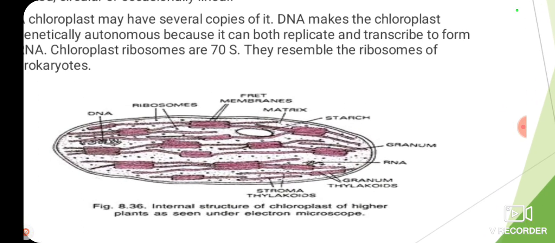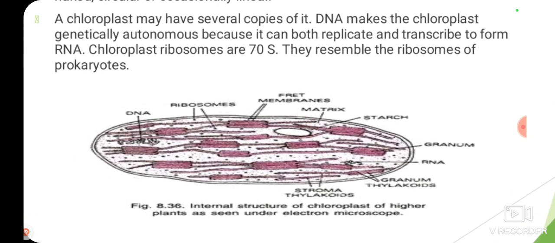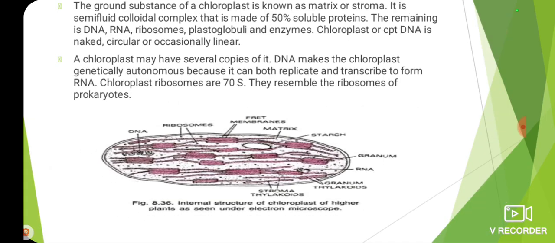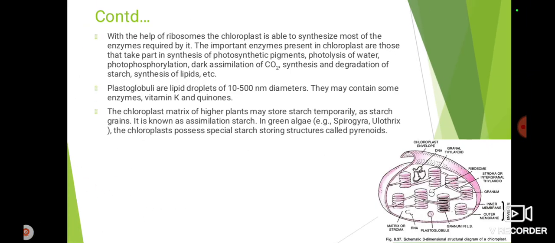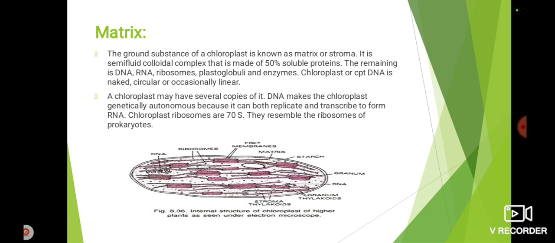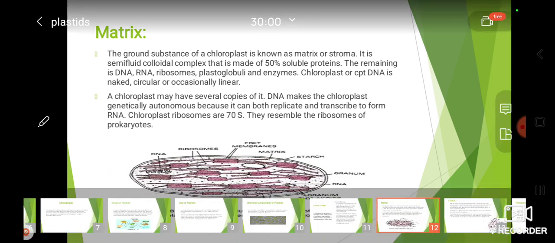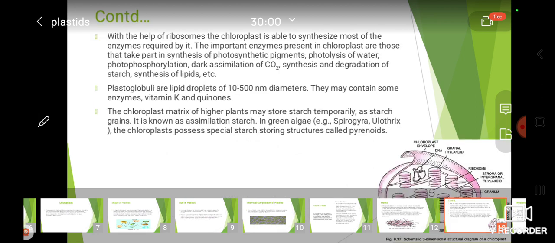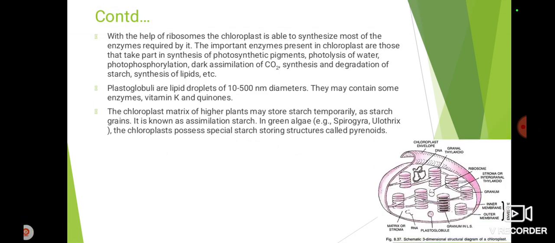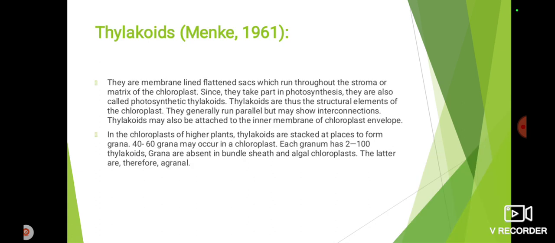Now a chloroplast may have several copies of it. DNA makes the chloroplast genetically autonomous because it can both replicate and transcribe to form RNA. Chloroplast ribosomes are 70S and resemble the ribosomes of prokaryotes. With the help of ribosomes, the chloroplast is able to synthesize most of the enzymes required by it.